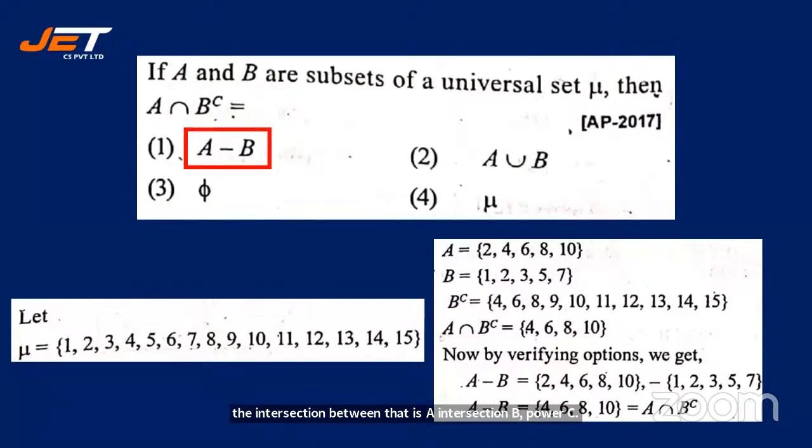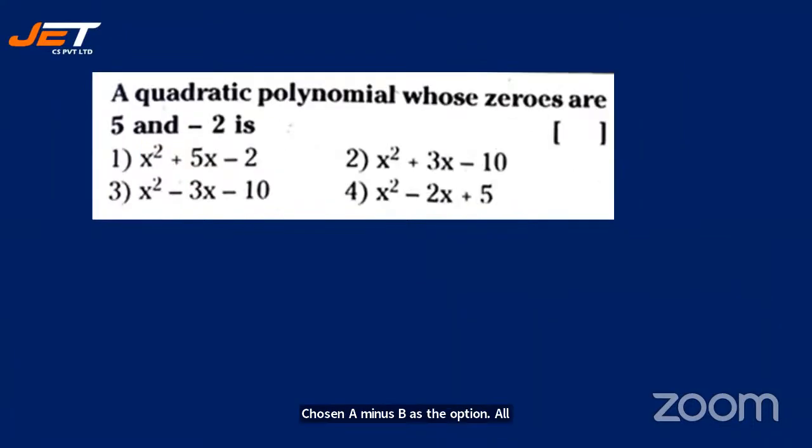Now you can verify the options by A minus B, which is nothing but A intersection B power C. So that is how we have chosen A minus B as the option. All right, students, see the next question.